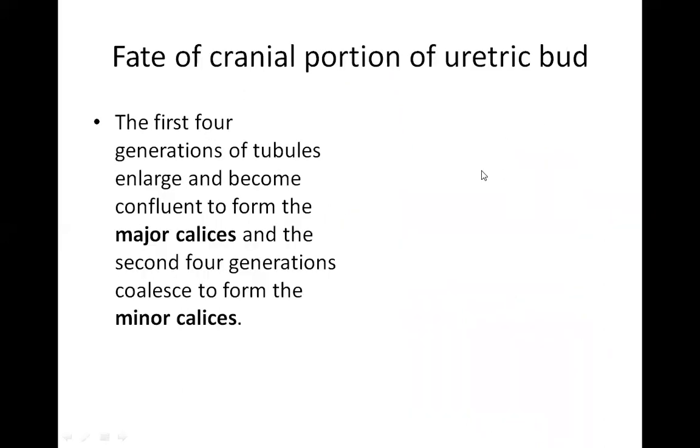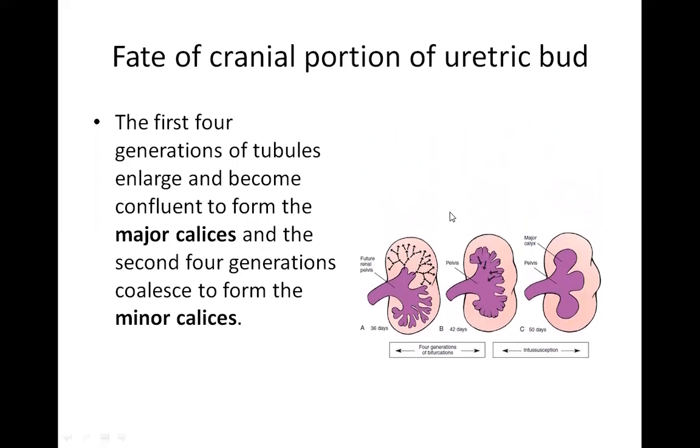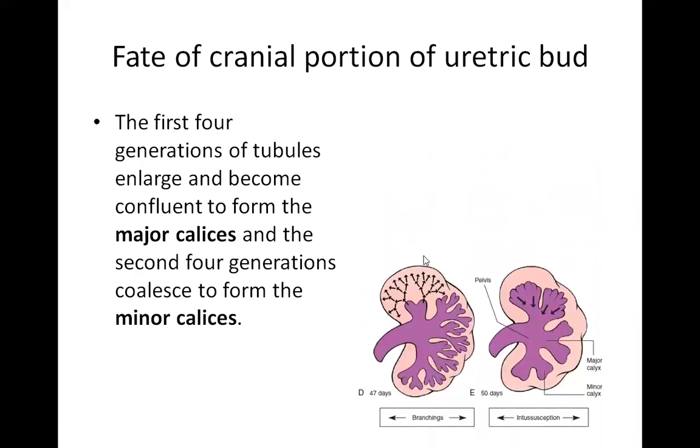Then what is the fate of the cranial portion of the ureteric bud? The caudal part was forming the ureter, and the cranial portion will divide dichotomously. So the first four generations will unite, they will form the major calyces. Then the second four generations will unite and coalesce to form the minor calyces.